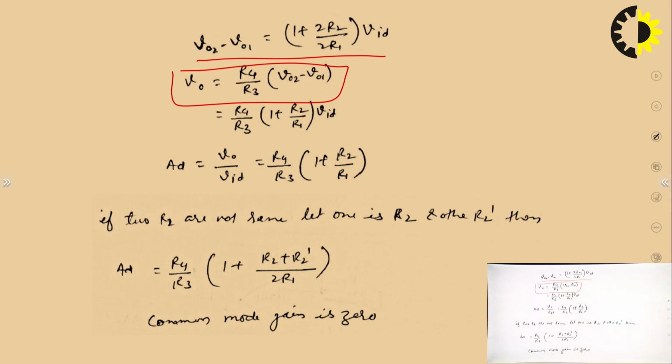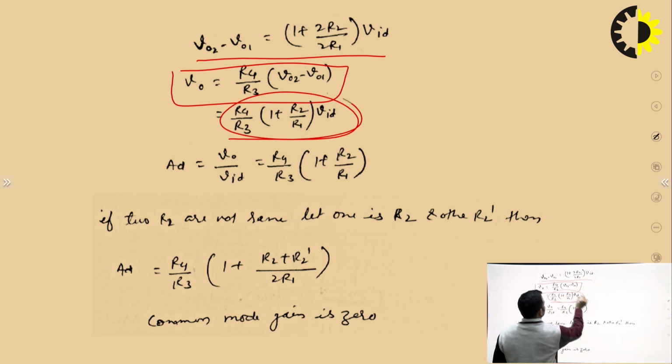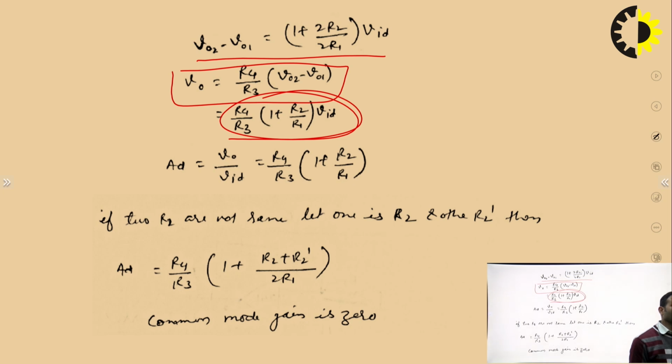And what is the differential voltage? The differential voltage is Vid, and the differential gain is equal to V naught upon Vid. So, it will be equal to R4 upon R3 times 1 plus R2 upon R1. Remember, in this case the gain can be larger. It depends on R4 and R3 as well as R2 upon R1. So you have two factors, R4 upon R3 and R2 upon R1, and by properly choosing these values, you can achieve the desired value of gain.